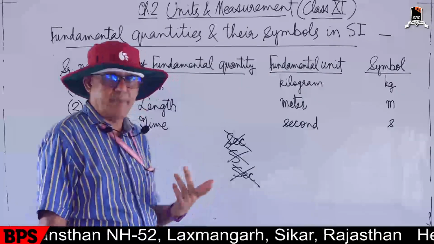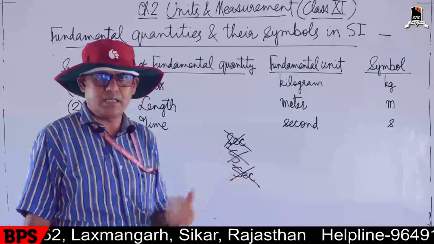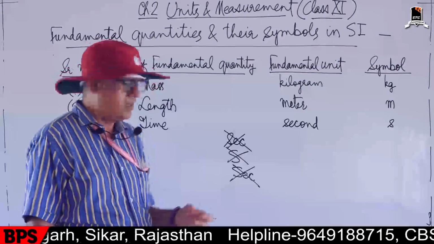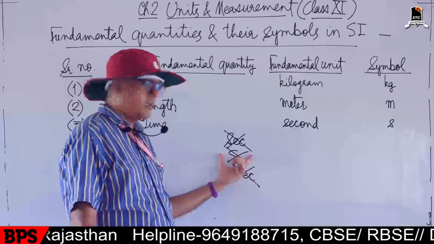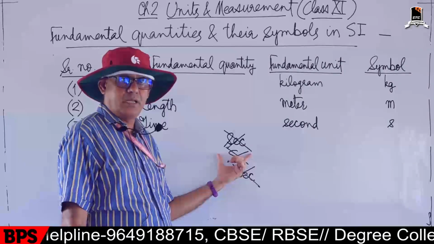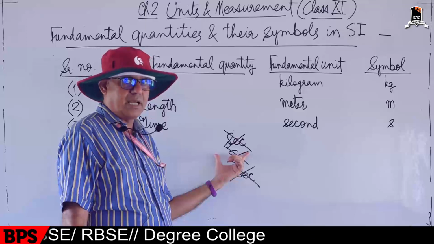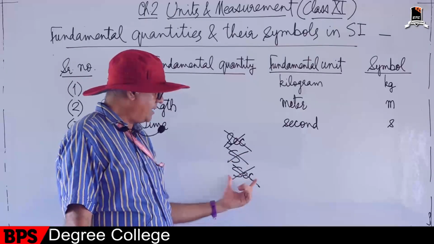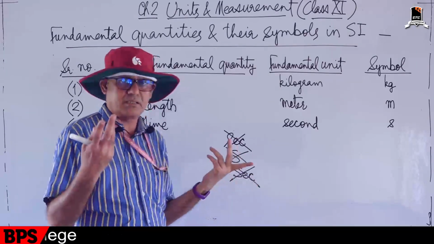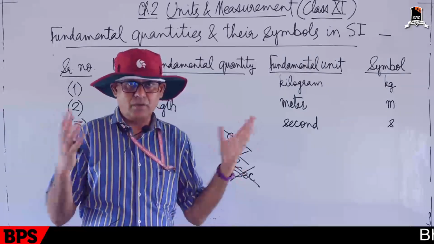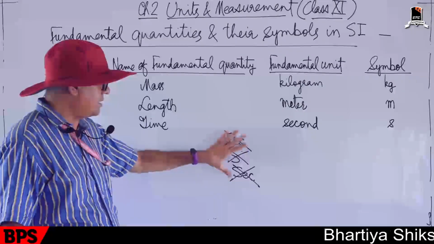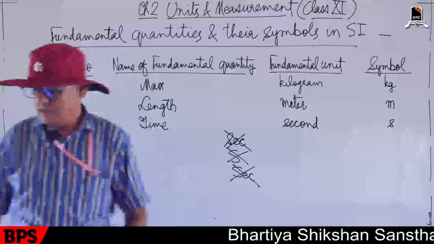Capital S is Siemens. It is another derived unit symbol. So it is Siemens. You will learn this symbol in class 12 course when you study electricity. And capital SEC is unknown. It is not the symbol of time.